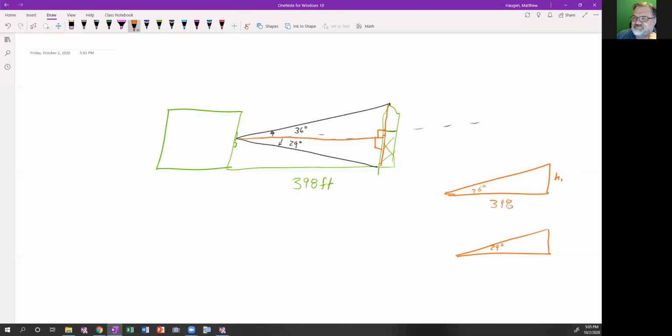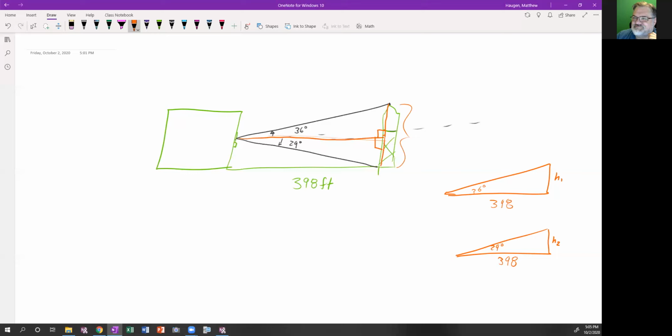I'm going to flip it upside down just for my own convenience. Still has that 398 foot distance between them. And we want to find that height. If we find those two heights and add them together, we'll have the height of the entire tower.